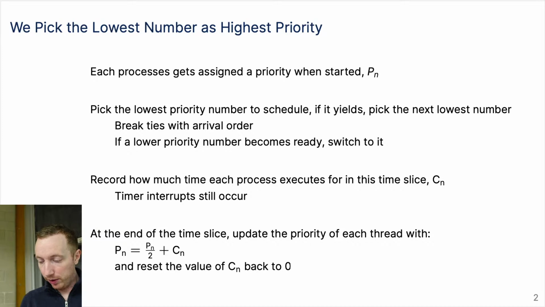We're going to record how much time each process executes for in its time slice. So we'll have timer interrupts, and we're essentially just counting the number of timer interrupts that each process is executing for. There'll be more of those than time slices. You'll essentially get to play with these numbers, but at the end of the time slice, you'll update the priority.